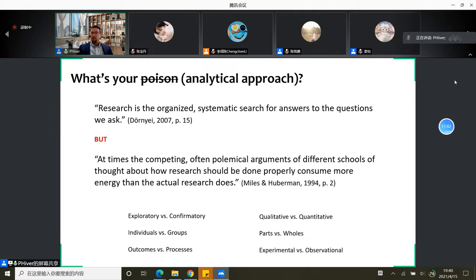And yes, complexity theory research has assumptions, but it rejects these simple dualities, such as parts versus wholes, outcomes versus processes. And here's why. If we're interested in wholes, then chances are we're also interested in the parts that make up the wholes. And if we're interested in complex outcomes, we're also interested in the processes that lead to those outcomes. So this is a slightly new way of thinking about the analytical approach that we adopt.